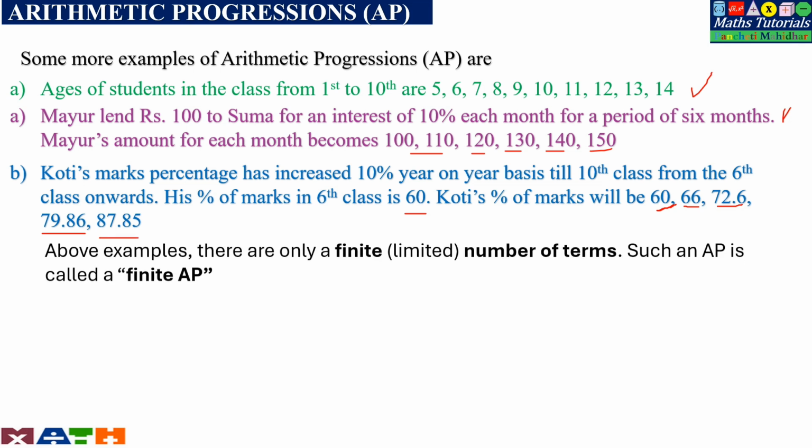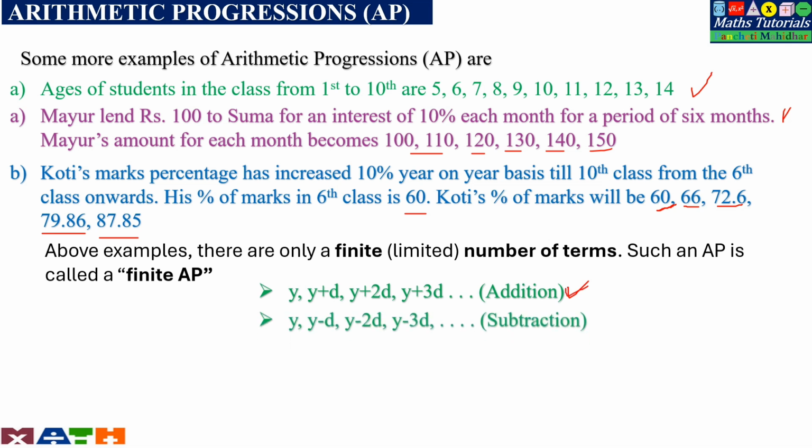In the above examples, there are only a finite number of terms. Finite means a limited number of terms. Such an AP is called a finite AP, a limited AP. a plus d, a plus 2d, a plus 3d, it is in addition. Arithmetic progression is using the formula of addition.